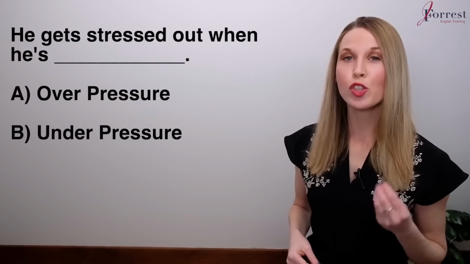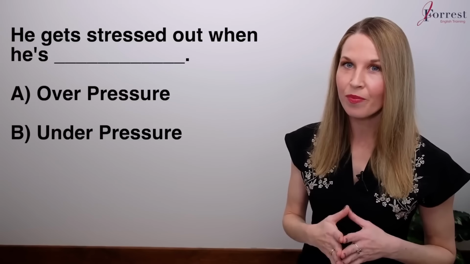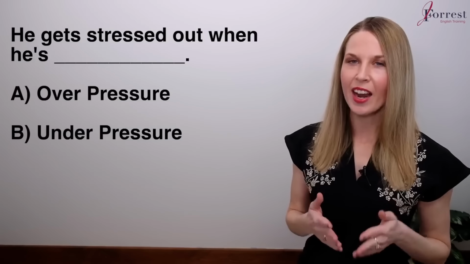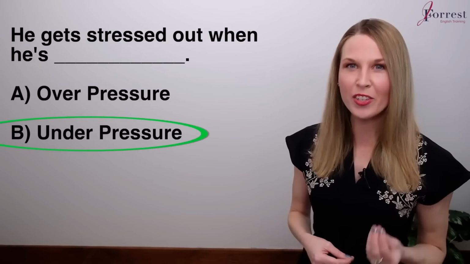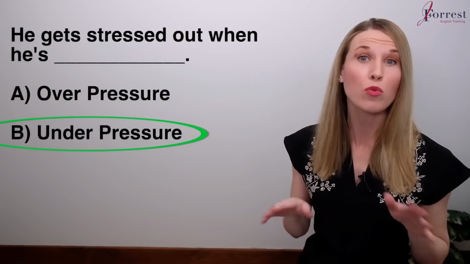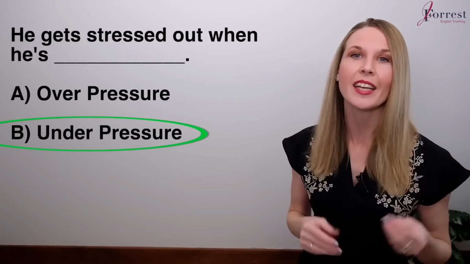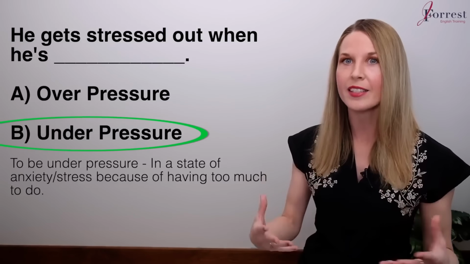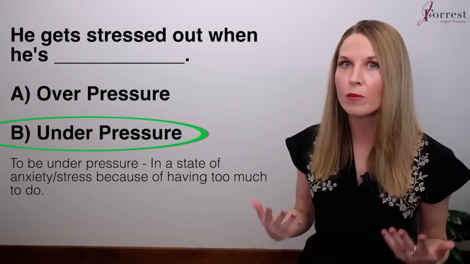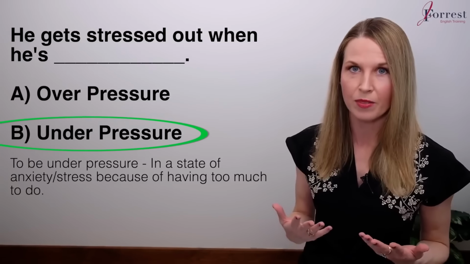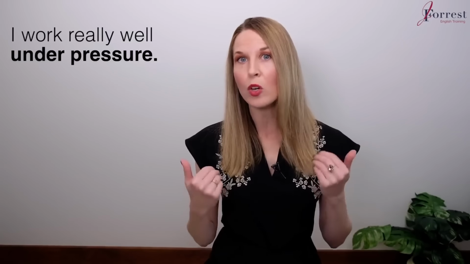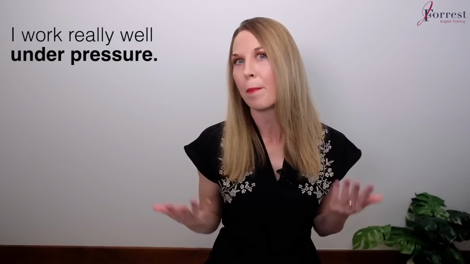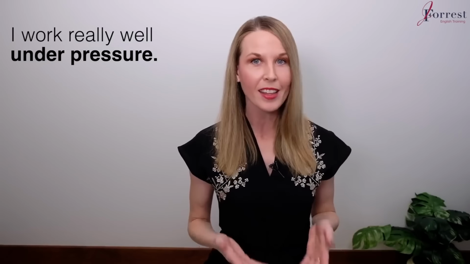Number 9. He gets stressed out when he's A or B. The correct answer has to be B, under pressure, because over pressure is the wrong preposition. The preposition you need is under pressure, to be under pressure. And that's simply when you have a lot of work and you're feeling overwhelmed, you're feeling anxious, you're feeling stressed out. You can use this positively and say, I work really well under pressure. So when I have a lot of work, I actually perform better, not worse. I work really well under pressure.